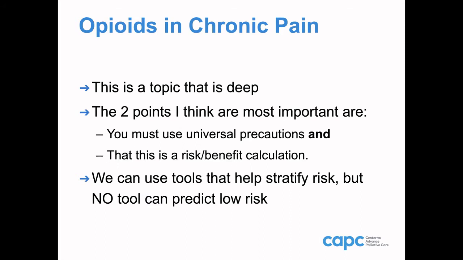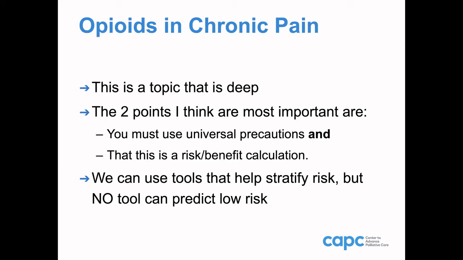So let's just real quickly talk about opioids and chronic pain, because this is a huge topic and we can't go as deep as we need to. But there are 2 points that I want to make about opioid use in patients with chronic pain and serious illness. The first is you have to apply an approach of universal precautions. And no matter what, this is always a risk-benefit calculation. Why we apply universal precautions is because we have tools that help us stratify risk and identify patients who are at higher risk. But what we don't have is a tool that can predict who's at low risk or no risk. So we have to assume everybody has risk.